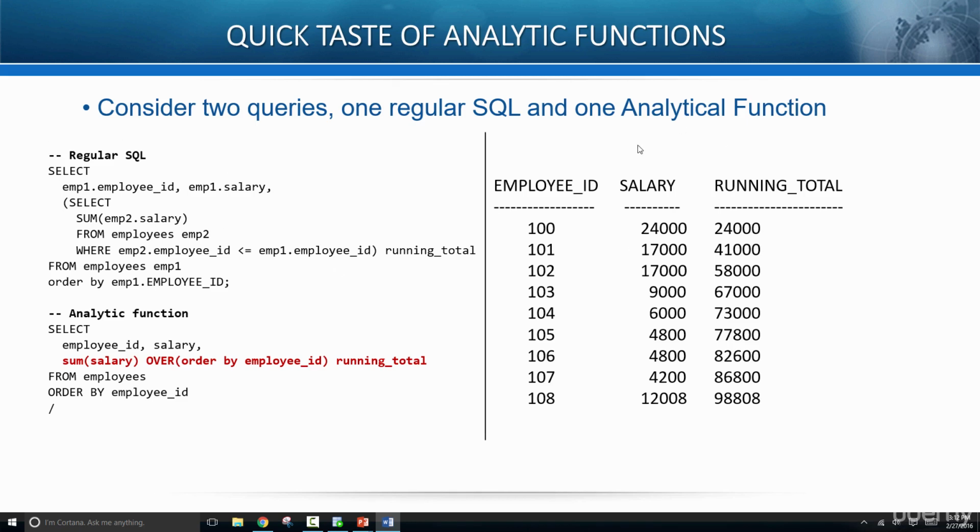If you run these two queries, you achieve exactly the same results. You have a running total for all employee salaries. So, employee number 100, who is the first employee, has a running total of 24,000. Employee 101, who is the second employee, has a running total of 41,000, which is a sum of 24 and 17,000. And that gives you a running total.